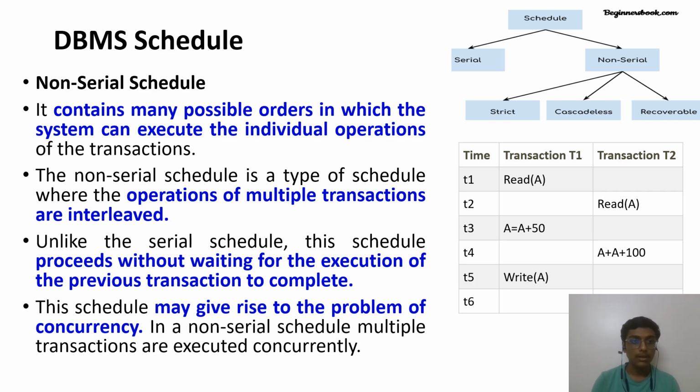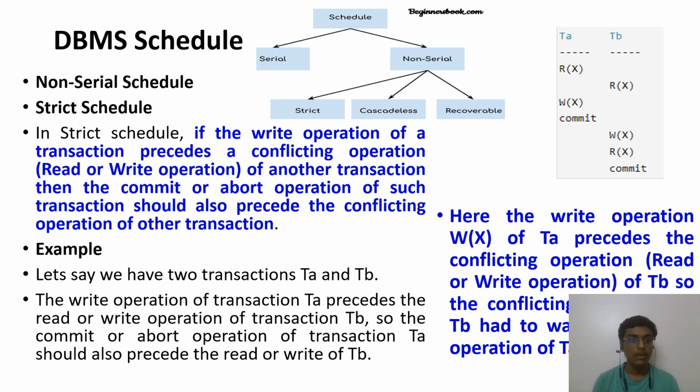A non-serial schedule contains many possible orders in which the system can execute the individual operations. The non-serial schedule is a type of schedule where the operations of multiple transactions are interleaved. There are types of non-serial schedule. First one is strict, cascadeless, and recoverable.